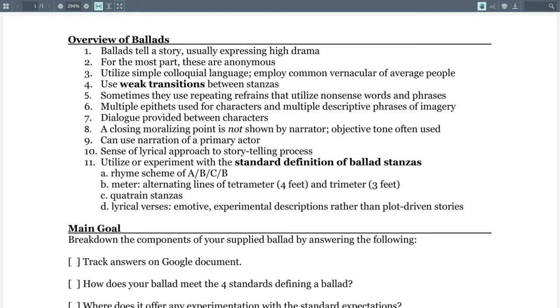Likewise, there are multiple epithets used in describing the characters, and you'll get a lot of distinct, strange descriptive phrases of imagery. Sometimes you will get dialogue, not all the times, but sometimes you get dialogues between the principal players. Likewise, you do not have a closing moralizing point.